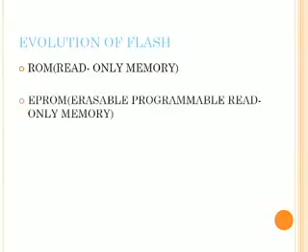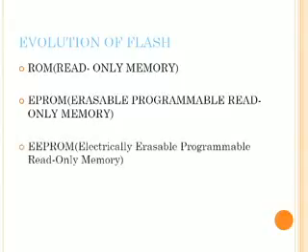The second one is the EPROM, or the erasable programmable read-only memory. It is a special type of memory that retains its content until it is exposed to ultraviolet light. Next, it overcomes the permanent write-once limitation of the read-only memory. And in order to write and erase an EPROM, you need a special device called the PROM programmer or the PROM burner.